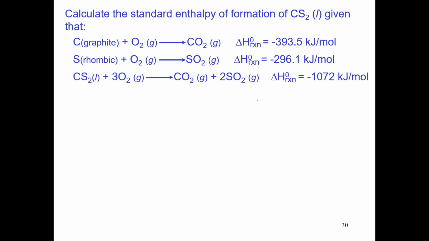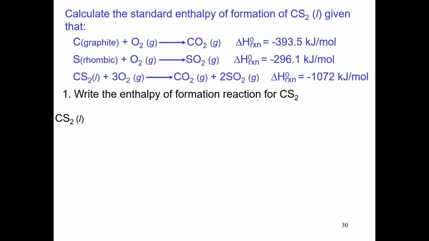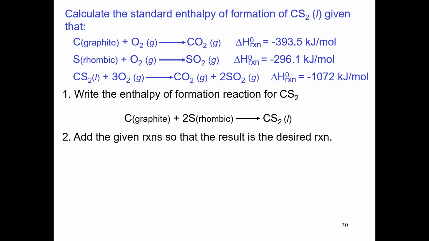Now, how would you solve this kind of problem? Well, you write the enthalpy of formation for CS2. Basically you start with graphite plus 2S rhombic goes to CS2. That would be if it was in one step, but it's not in one step to do that. Add the given reactions so the result is the desired one.